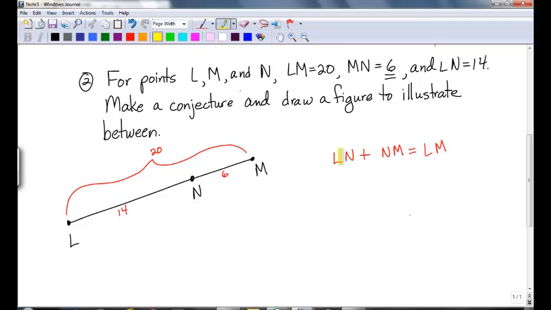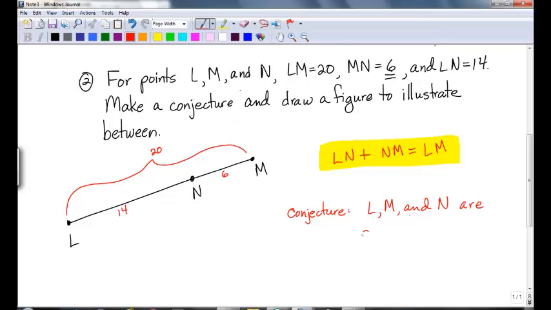Now here's one other conjecture. Somebody may have said, okay, this is my educated guess, it's the betweenness property. Here's another educated guess. Another possible conjecture would be to say L, M, and N are collinear. Isn't that true? They would have to be on the line.